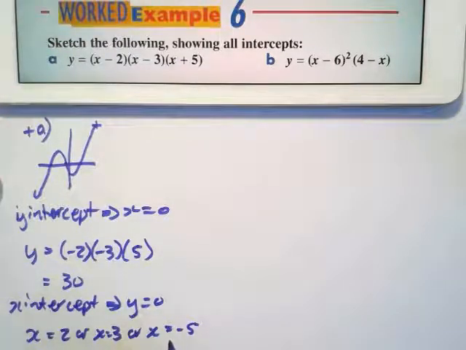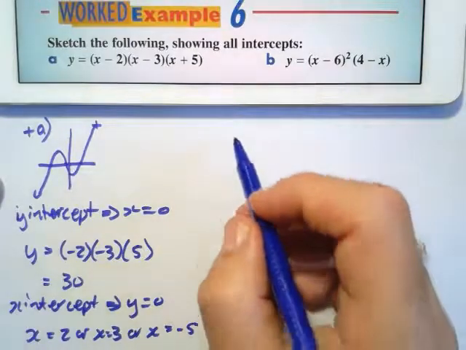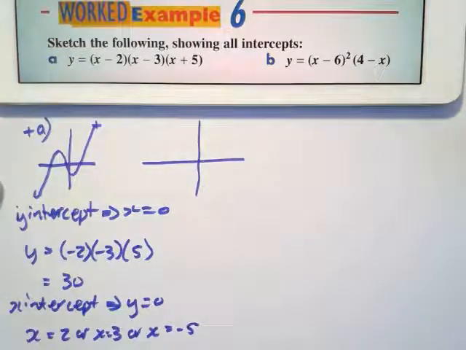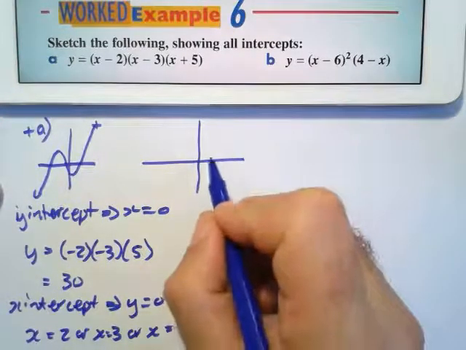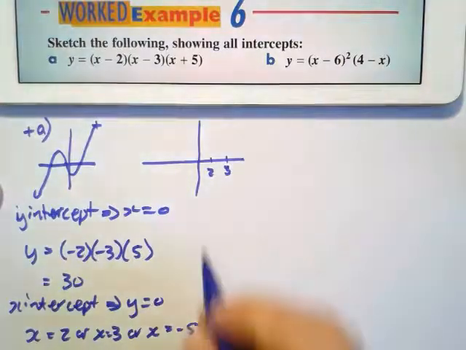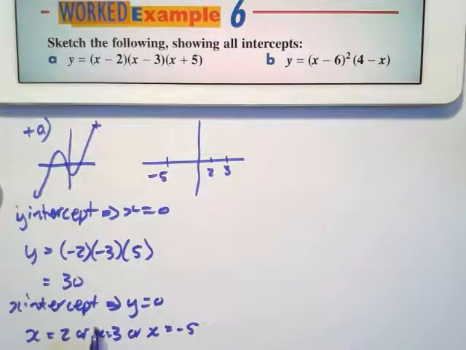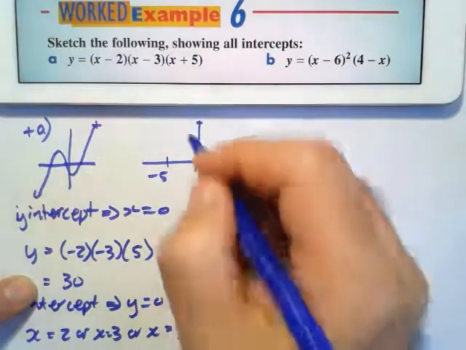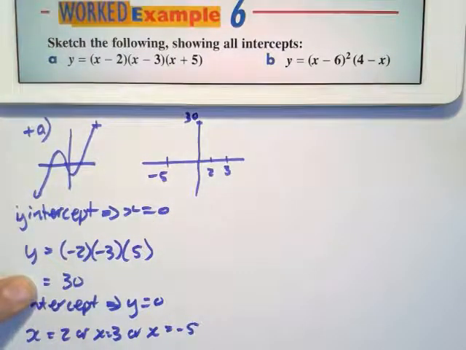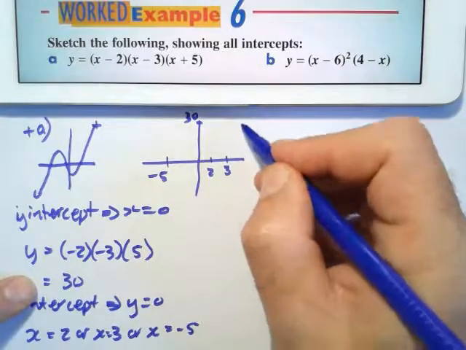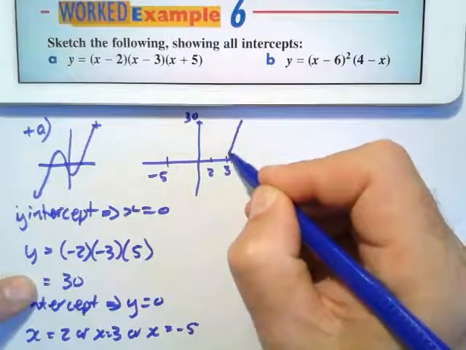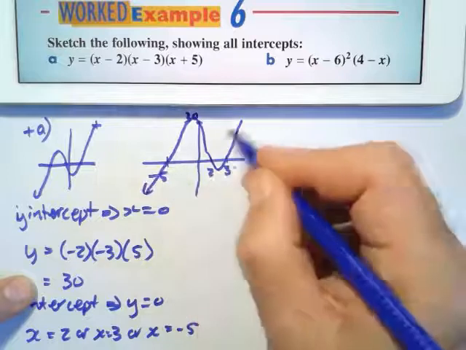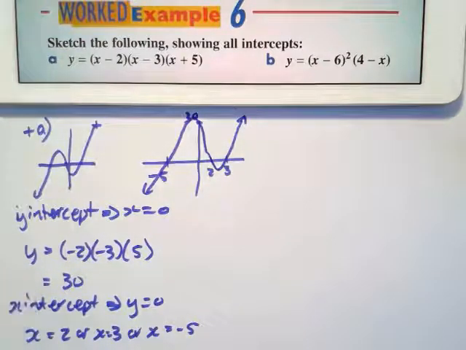I'm going to draw it over here. It's going to intercept at 2, 3, and negative 5. My y-intercept is at positive 30, so it goes through up there at 30. It needs to finish up here. It needs to go through that point, it's not going to turn there. It's going to go through 30, and it's going to come down. So that is the general shape, and I've done my graph.